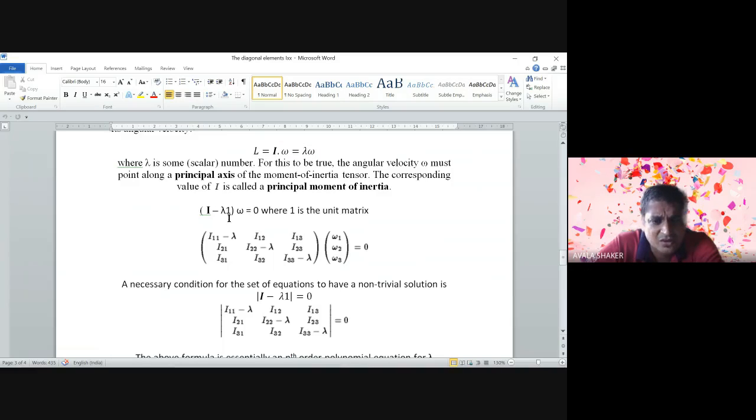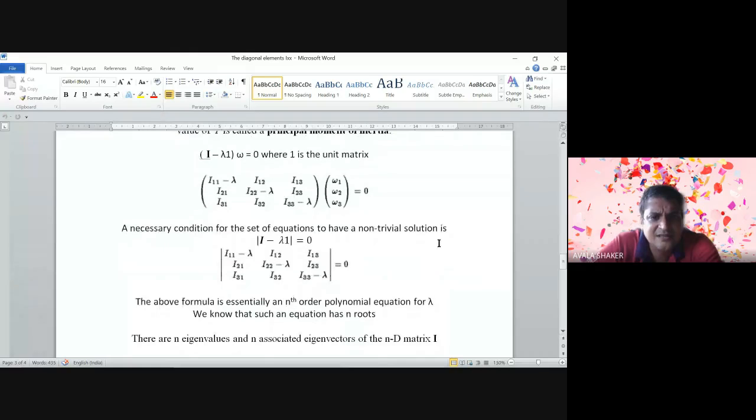If we solve this, here it is I_xx, with the previous notation, minus lambda. Only lambda will be in the diagonal elements, and the rest of the elements remain unchanged. So we will have omega 1, omega 2, omega 3 equal to 0.